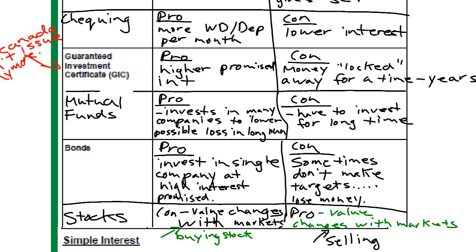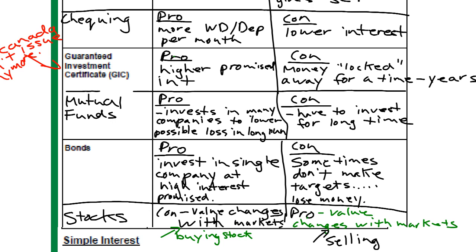The con is when you have a bond, these things aren't like our guaranteed investment certificate, which guarantees that you're going to get your income, your percentage increase over time. This one, sometimes those bonds don't make money, but at least you'll get your money back. Now, the last thing is stocks.